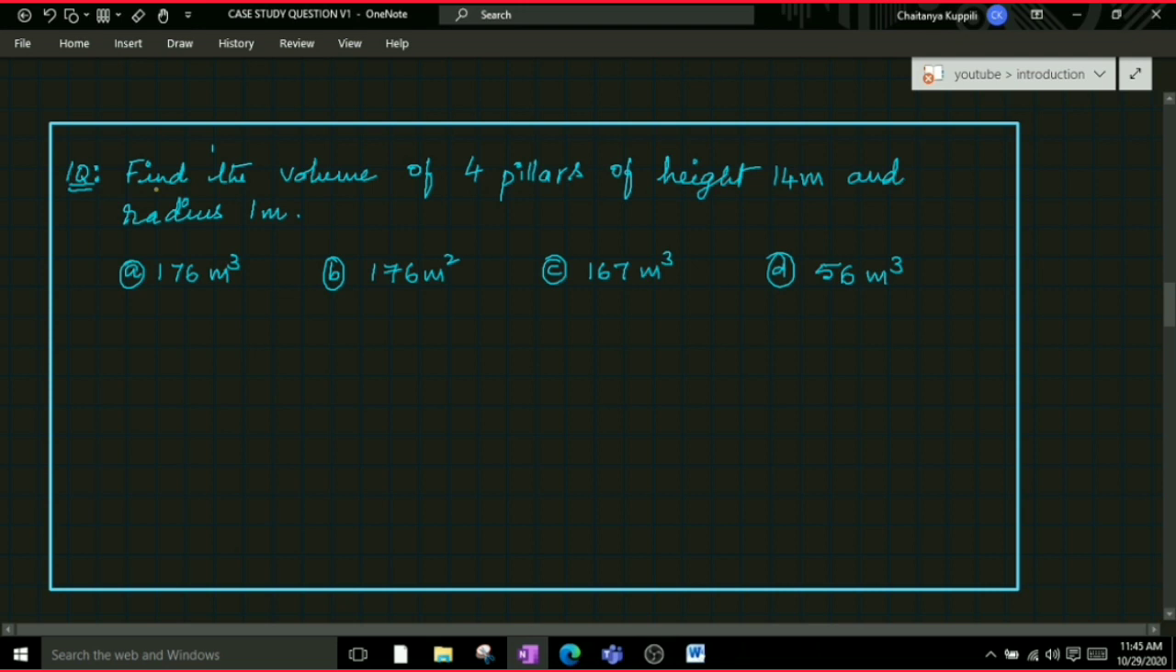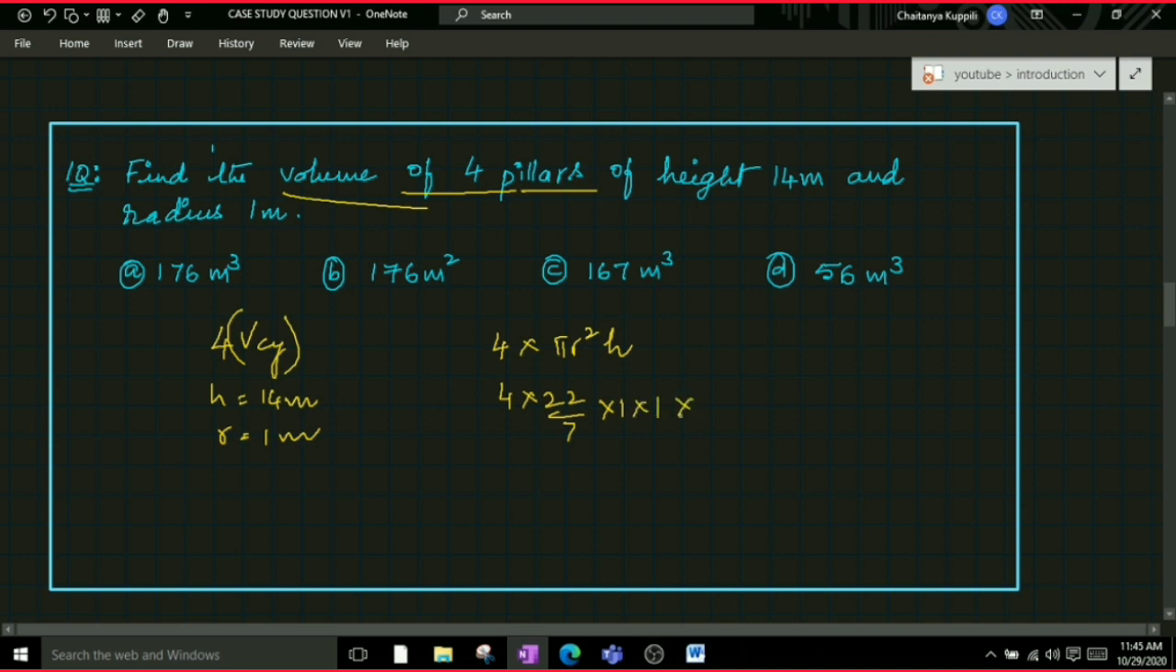So let's start doing some more questions on this concept, for practice. Find the volume of four pillars. A pillar is a cylinder. Volume of a cylinder of height 14 meters and radius 1 meter. What is the volume of the cylinder? Pi r square h. Then 4 into 22 by 7 into r is 1 into h 14. 7 goes 2 times here, and this is 88 into 2, that is 176 meter cube. It is meter cube, not meter square. Check it thoroughly and put the answer.